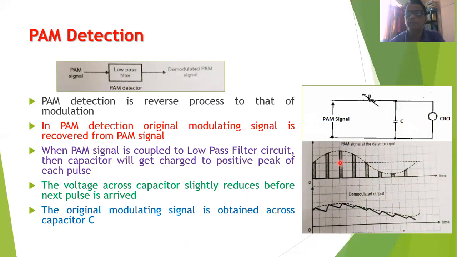As shown in these waveforms, when the PAM signal is connected to the detector circuit, the capacitor will get charged to the positive peak of each pulse. Now, before the next pulse comes in, the voltage across the capacitor slightly reduces and it again gets charged to the positive peak of the next pulse. So this process goes on continuously, and therefore whenever you observe the voltage across the capacitor C, you will find that the original modulating signal is being recovered.